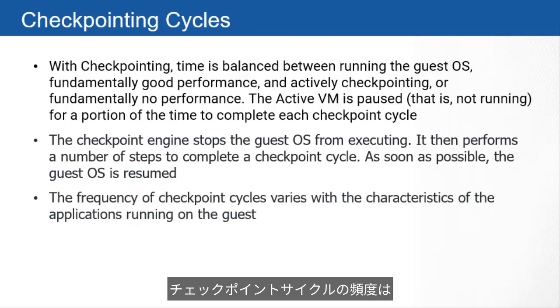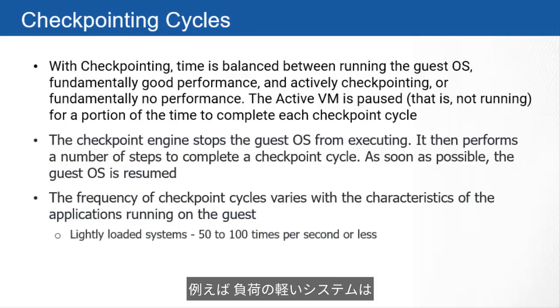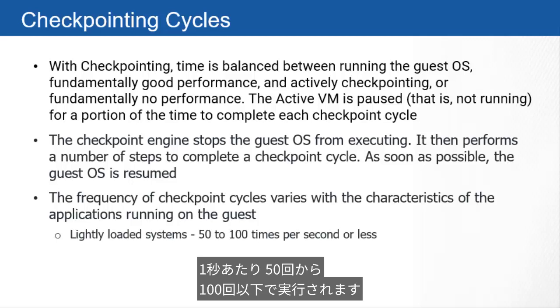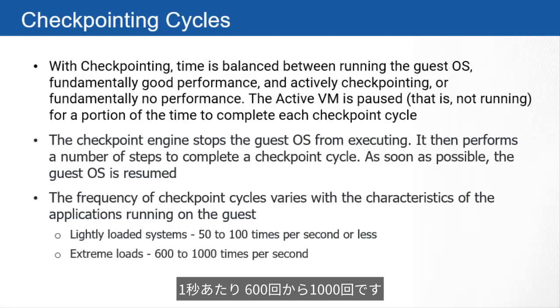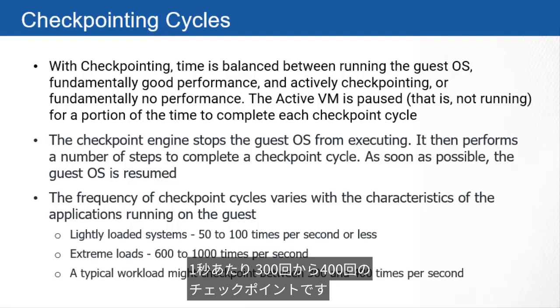The frequency of checkpoint cycles varies with the characteristics of the applications running on the guest. For example, lightly loaded systems will run 50 to 100 times per second or less. Systems with extreme loads, 600 to 1,000 times per second. And a typical workload might checkpoint between 300 and 400 times per second.